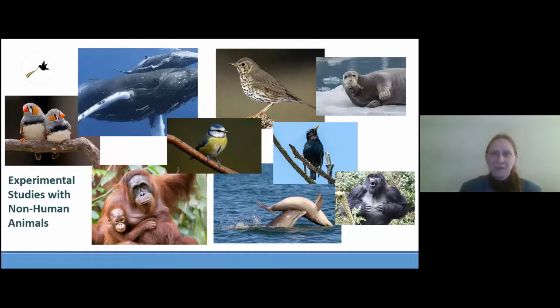The songbirds obviously produce these complex vocalizations, bird song. The little birds with the orange bill there on the left, they're zebra finches. They're often used in laboratory studies. We've got the cetaceans, the whales and the dolphins. They also produce song, very complex song. There are seals in the top corner. They're known to be vocal mimics as well. And of course, our own relatives, the great apes.